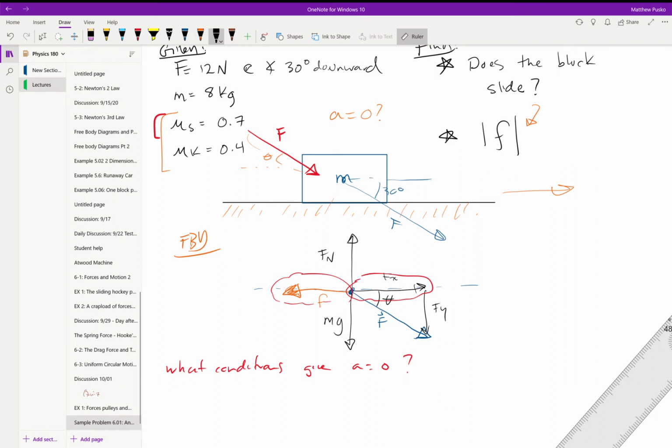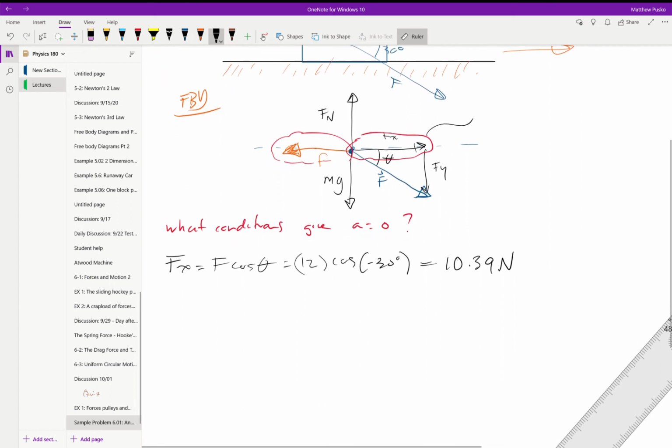Actually, let's just go ahead and break this into a component. We can get a number for the x component that we're measuring it against. So the F_x, component-wise, would be F cosine theta, and we have a 12 Newton force. And it'd be the cosine. In this case, I would put in a negative 30 degrees. And you'll still get a positive answer back. But this is a 10.39 Newton force. That's how much is attempting to move the block to the right. So let's hold on to that.